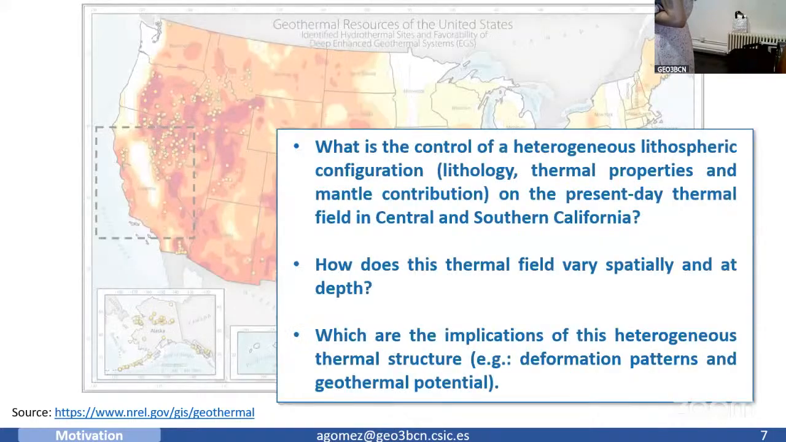So we wanted to understand, okay, what is the control of this heterogeneous lithospheric structure in terms of lithology, thermal properties, and mantle contribution on the present-day thermal field in this area, and how does this thermal field vary spatially and at depth, and what are the implications of this heterogeneous thermal structure, not only for the deformation patterns, but also how can we explain the spatial distribution of the geothermal potential.